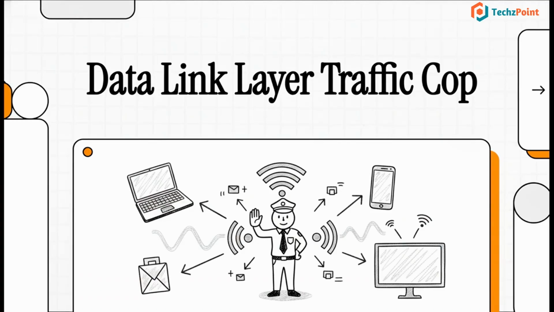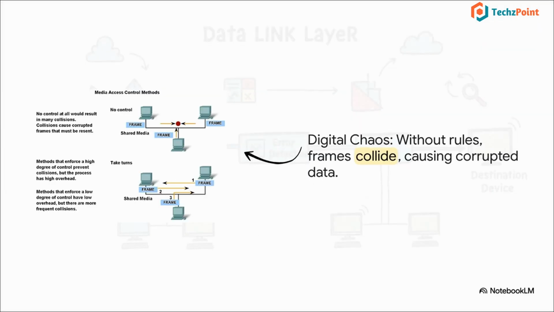Have you ever stopped to think about how your laptop, your phone, and your smart TV can all use the same Wi-Fi network at the same time without turning into a jumbled mess of digital noise? Well, today we're going to pull back the curtain and meet the invisible traffic cop that makes it all possible, the data link layer.